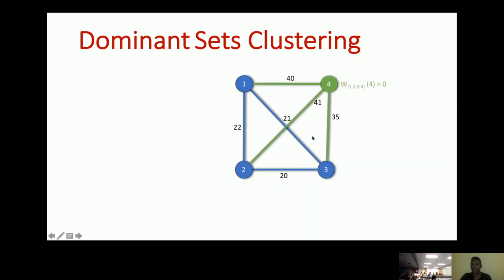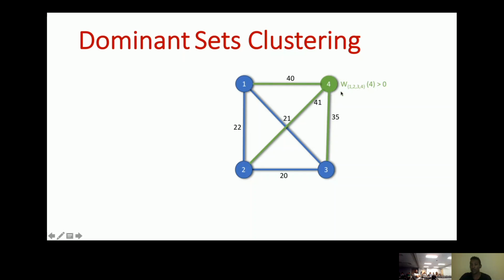If we add a new node on top of the existing nodes, which is highly similar with all the existing nodes, with similarity of like 40, 41, and 35. Since it's highly similar with all the existing nodes, we expect an increase in the overall similarity of the set 1, 2, 3, 4.